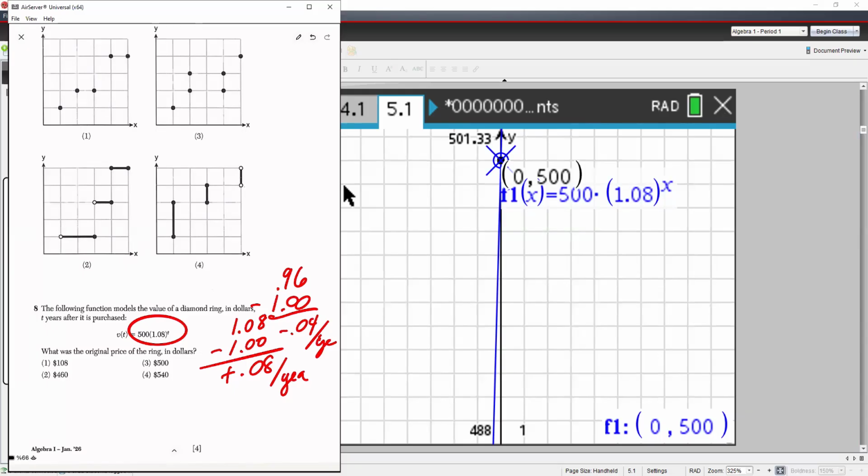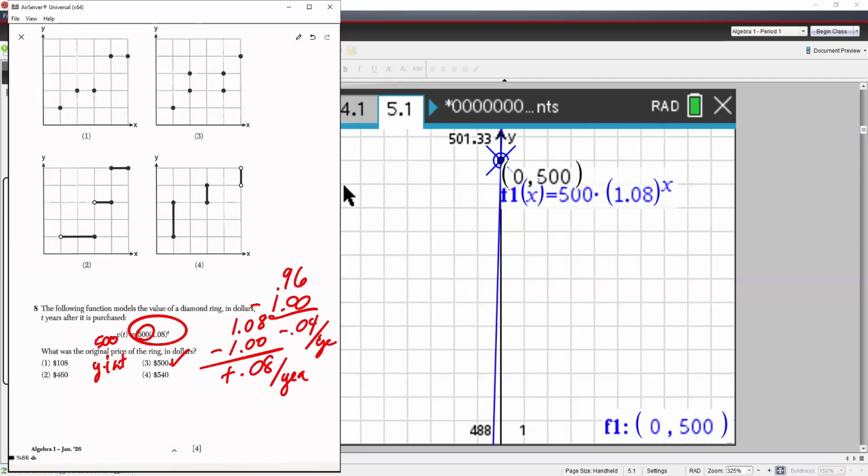Of course, this question isn't asking that. It just wants to know what's the original price. The original price is the y-intercept. The y-intercept is 500. We're done. Now, you don't need the graph here if you understand the format of an exponential function.